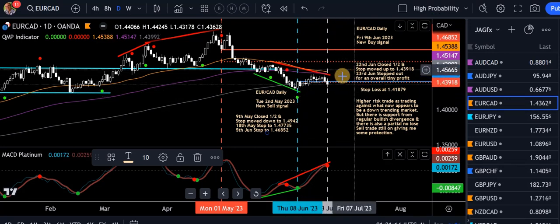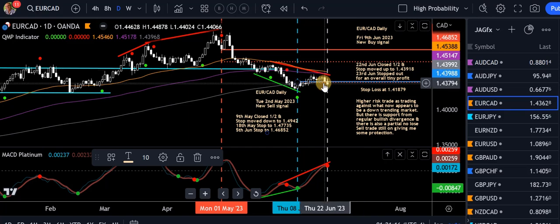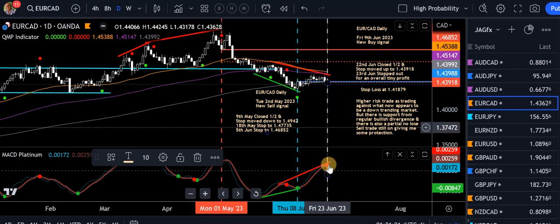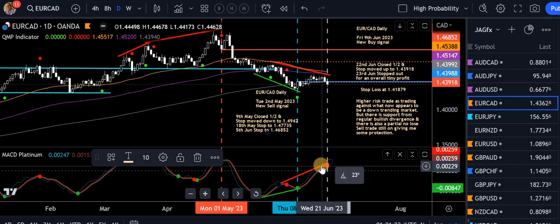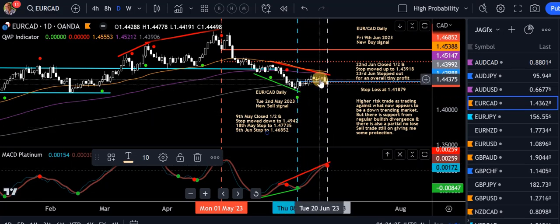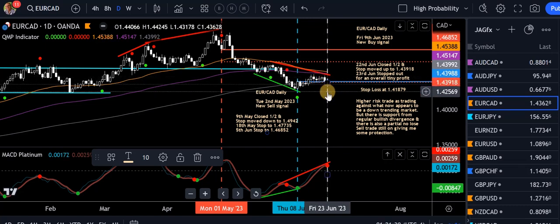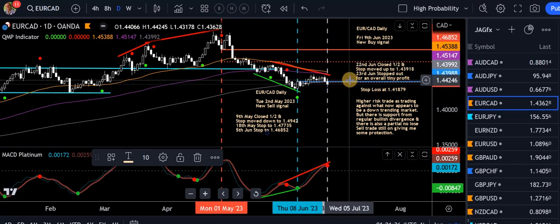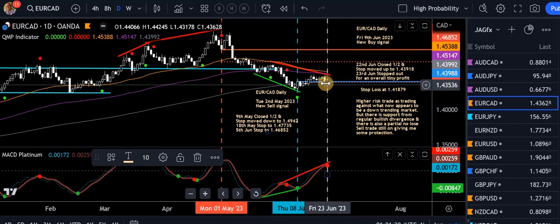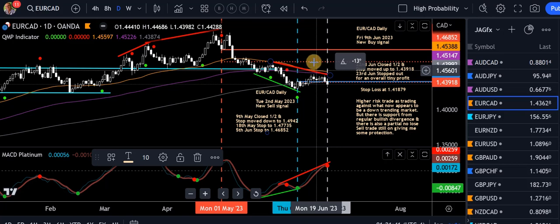On the 22nd of June, on the open of this bearish candle, it just wasn't going anywhere. The MACD Platinum was above the zero level, so I closed half and dragged the stop up real nice and tight, and it was stopped out overnight on Friday for a tiny overall profit. A very small profit, I'd call it a break-even trade, a scratch trade. But the good thing is we're still in the sell there.